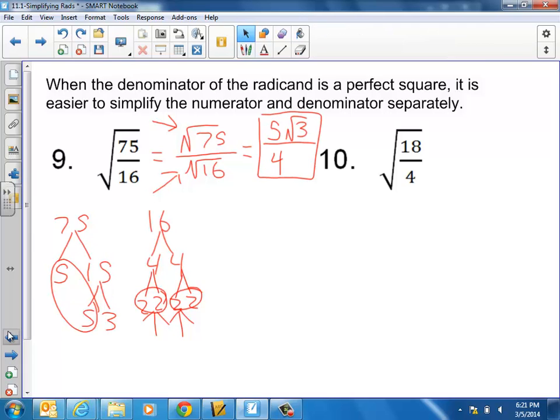That's as good as we can get that. Sometimes, though, again, these pairs of those 2 numbers might reduce further. Let's see if that happens in the next example here. We've got radical 18 over 4.